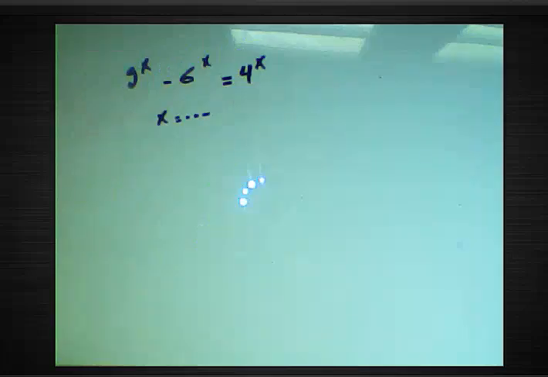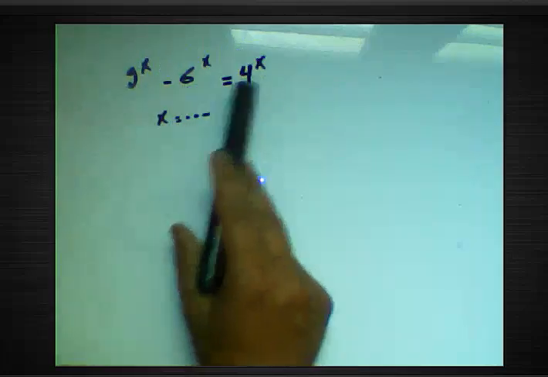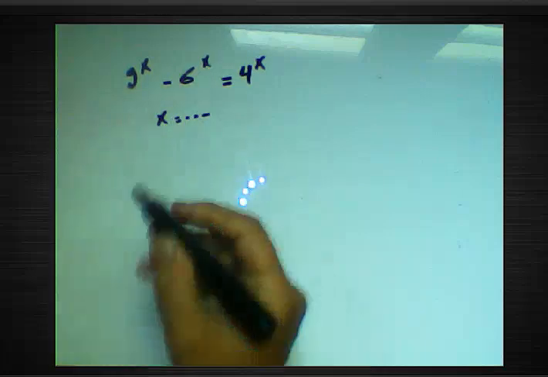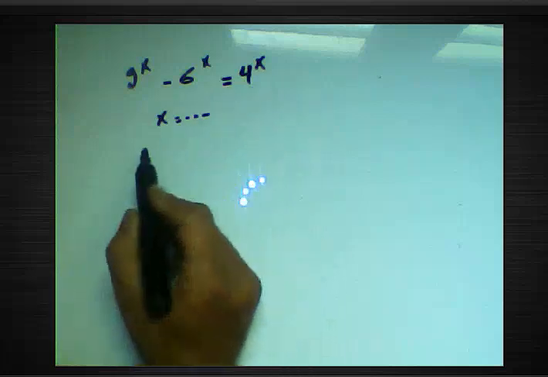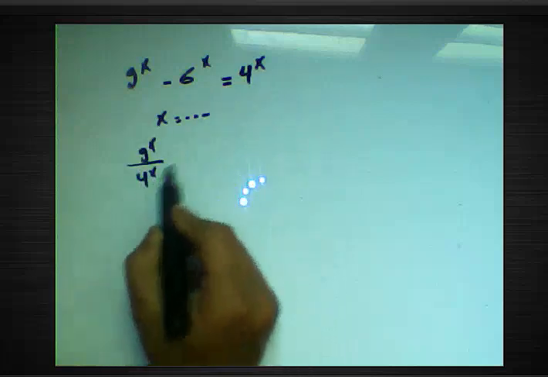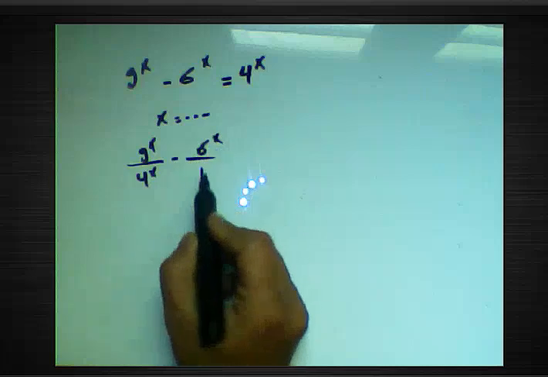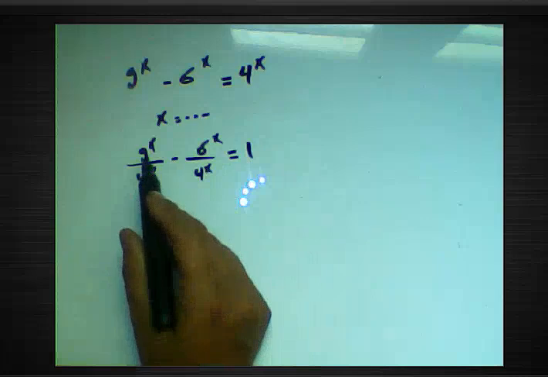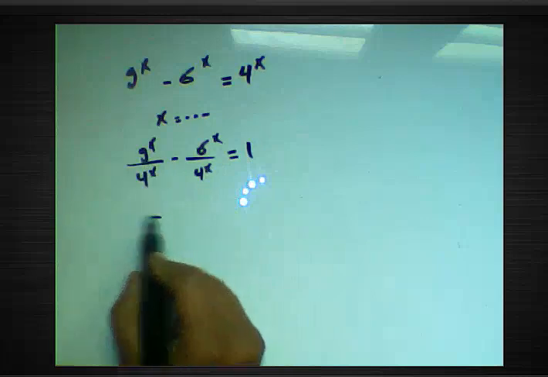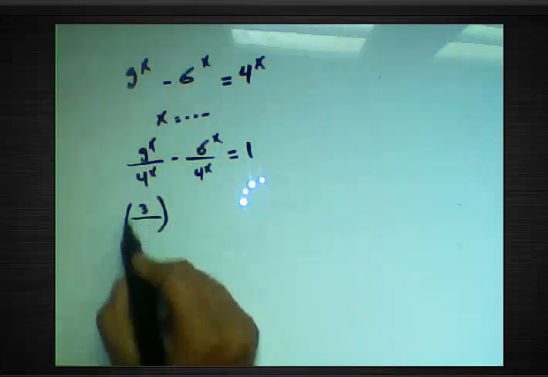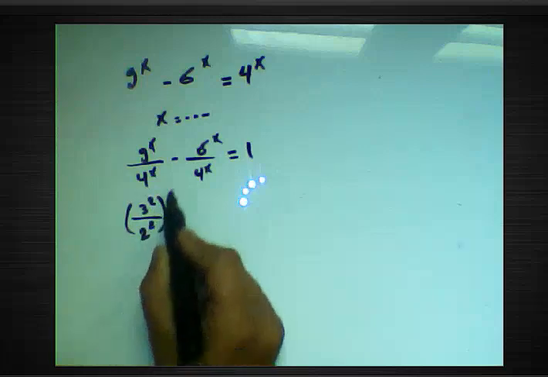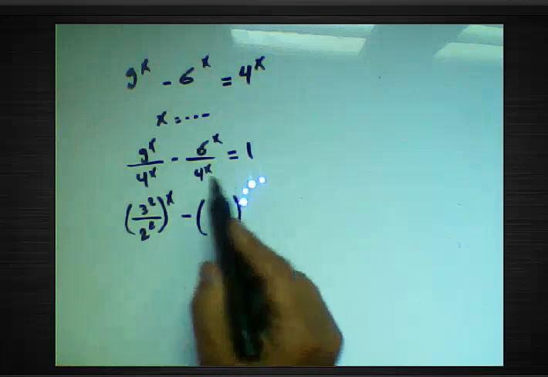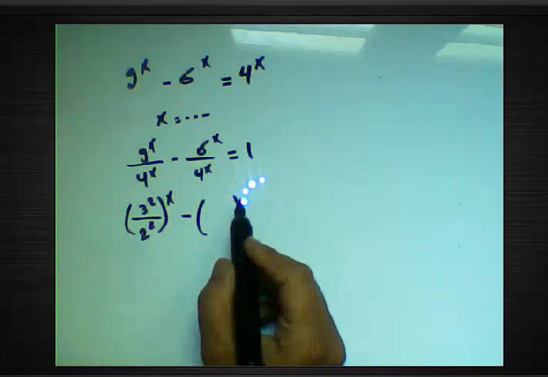Look at this question. 9 power x minus 6 power x equals 4 power x. We want to find the value of x. We can simplify this expression by dividing by 4 power x. It will be 9 power x over 4 power x, subtract 6 power x over 4 power x equals 1. We divided by 4 power x. And here 9 means 3 power 2, and 4 equals 2 power 2, all power x. And here 6 divided by 4 equals 3 over 2.